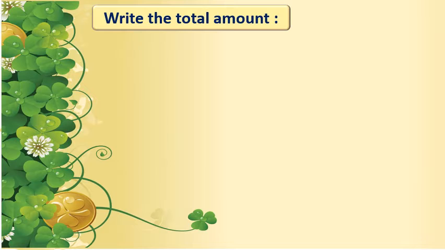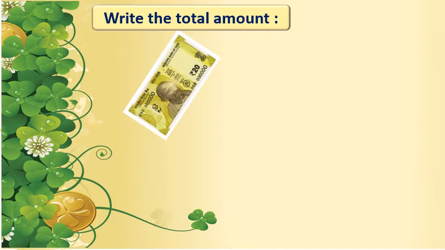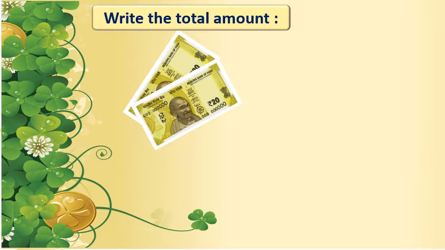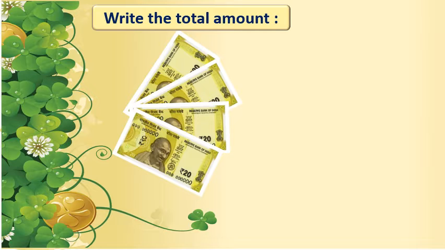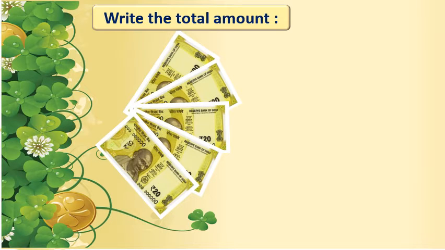Now write the total amount. Here we will see some notes. Go on counting the notes. Okay, this is a 20 rupees one note. This is 20 rupees second note. 20 rupees third note. 20 rupees fourth note. 20 rupees fifth note. What is the total amount? Yes, 20 rupees, 5 notes together make rupees 100. Isn't it? Yes, you are right.